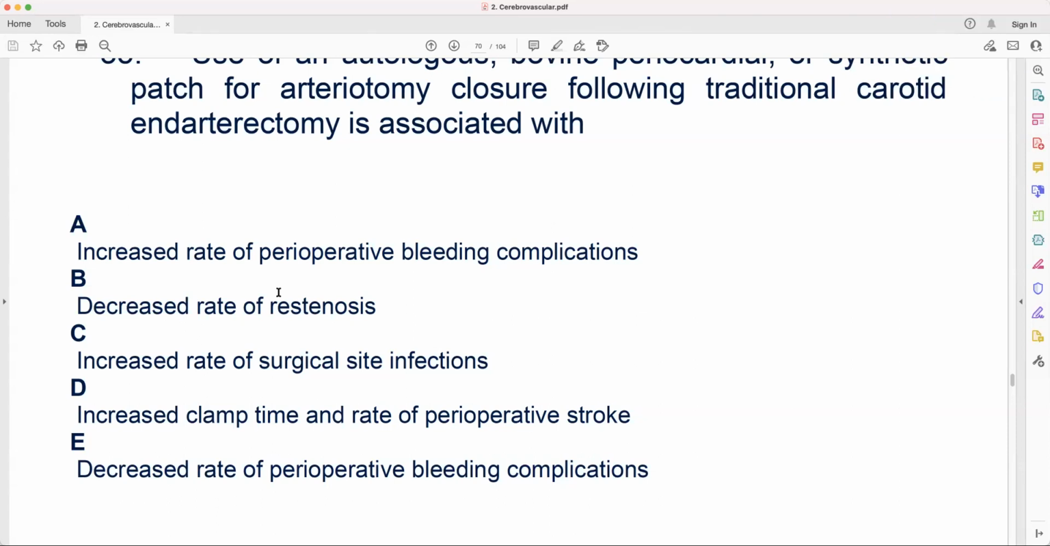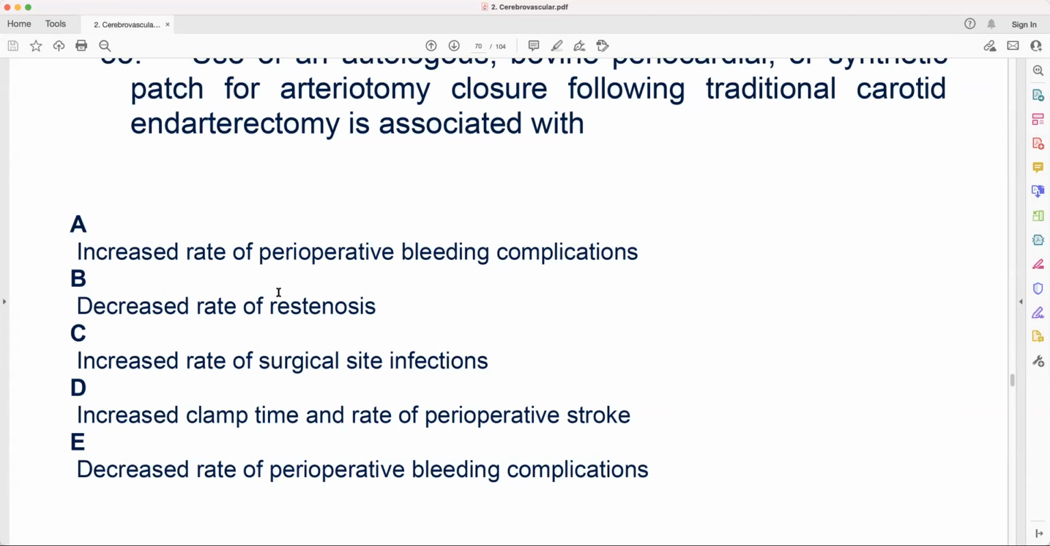D, increase clamp time and rate of perioperative stroke. It does not increase, it decreases. Yeah, the stroke, it may increase the clamp time. I think it will because it takes longer than a primary, but will not increase perioperative stroke.